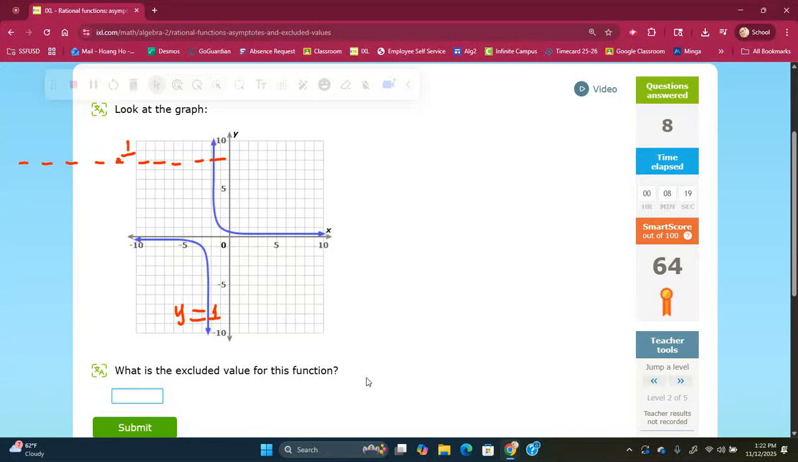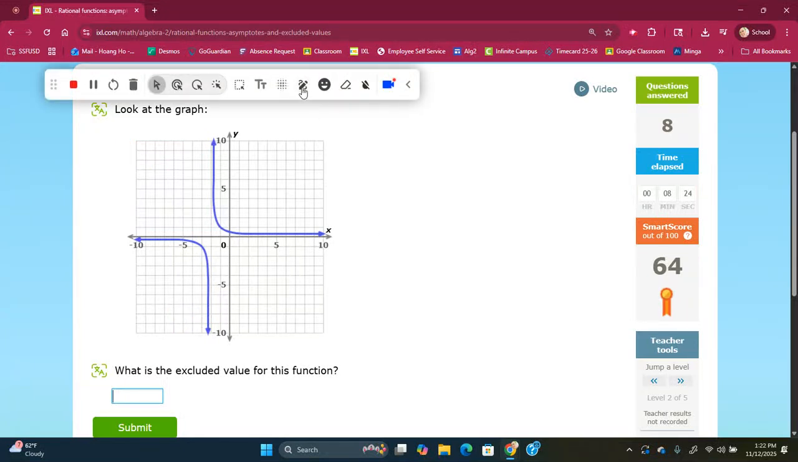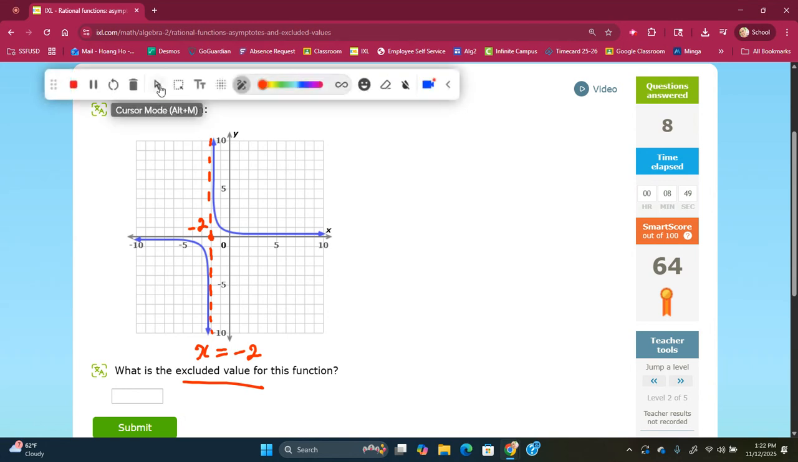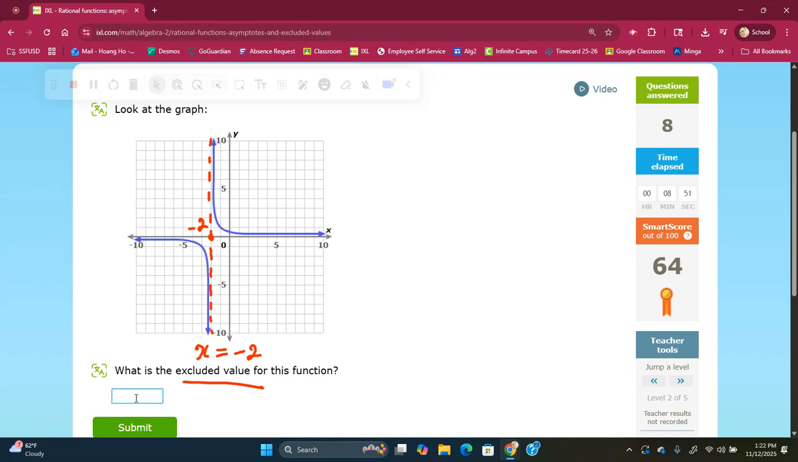Now they ask for the excluded value, so let's find the vertical asymptote first. It's right here, and it's passing through -2. So the excluded value should be x equals -2. You can see we don't have the graph when x equals -2. So I put the answer x equals -2.